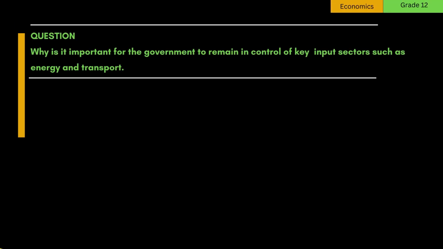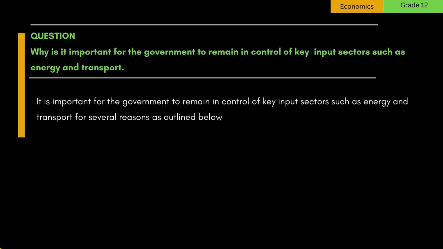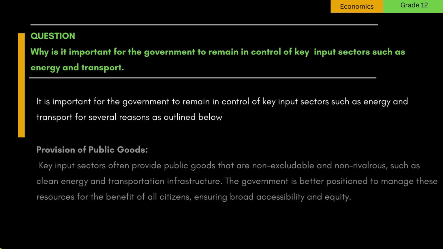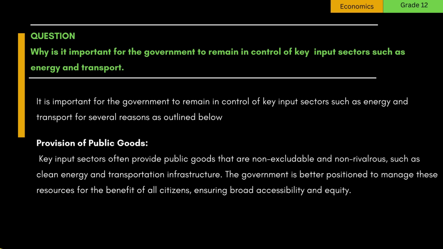Question: why is it important for the government to remain in control of key input sectors such as energy and transport? It is important for the government to remain in control of key input sectors such as energy and transport for several reasons, as outlined below. 1. Provision of public goods. Key input sectors often provide public goods that are non-excludable and non-rivalrous, such as clean energy and transportation infrastructure. The government is better positioned to manage these resources for the benefit of all citizens, ensuring broad accessibility and equity.